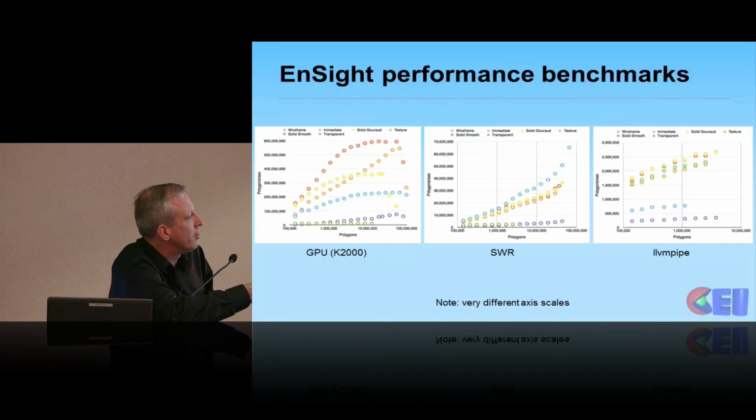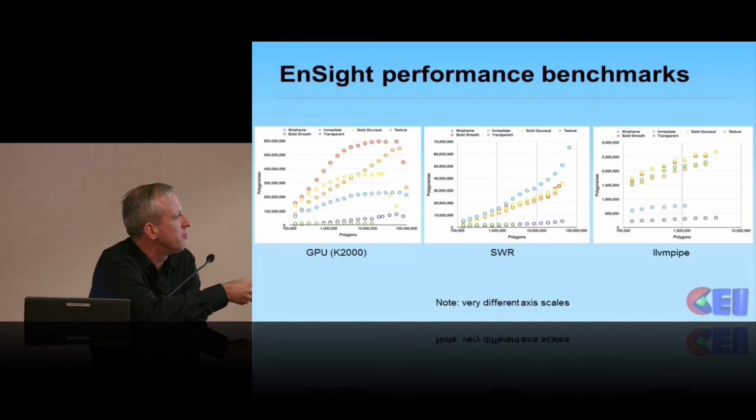So here's SWR. Now, SWR I find interesting because it just keeps going up and to the right. We just kept pumping polygons into it, and its polygons per second kept going up and up. Now, we're talking an order of magnitude less here. We're talking tens of millions of polygons versus hundreds of millions of polygons, but that's okay. Especially compared to LLVM pipe, where the y-axis barely got into the millions. And you can see the number of polygons. We stopped shoving more polygons down the pipeline when it was clear that it can't keep up.